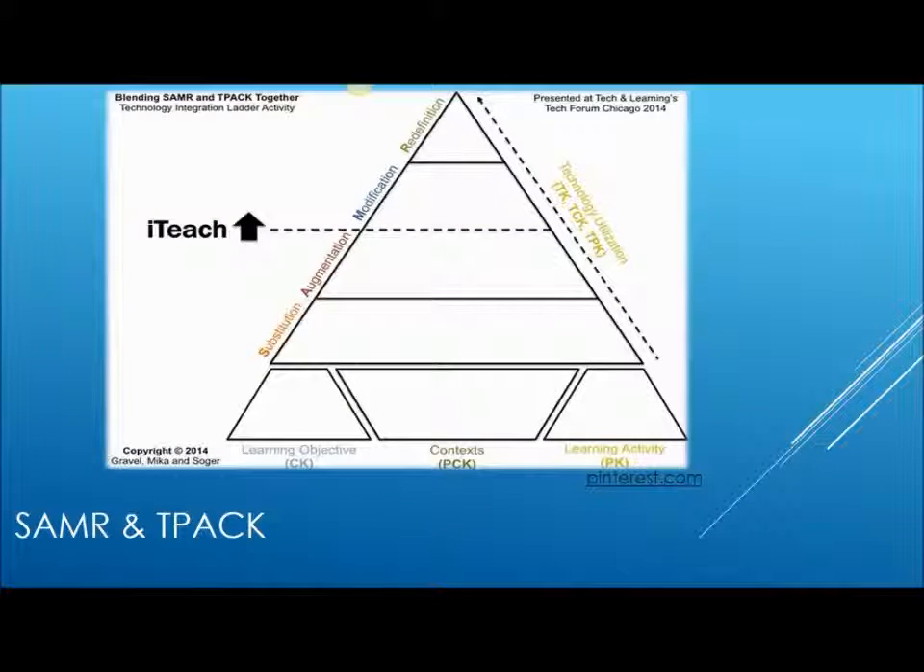Next, we're going to look at SAMR and TPACK. So with SAMR, the substitution, augmentation, modification, and redefinition incorporates into TPACK as we start out with the learning objectives, the context, and the learning activity.